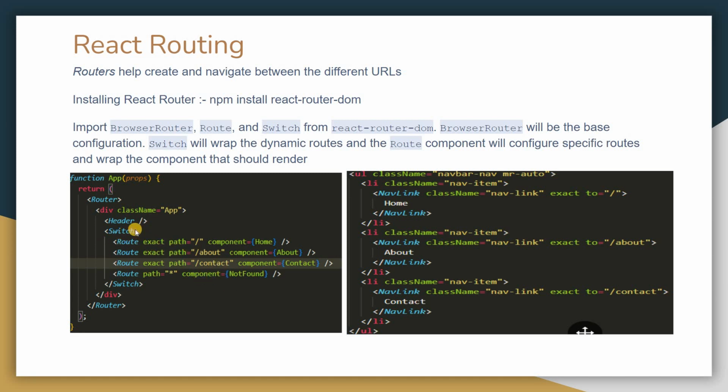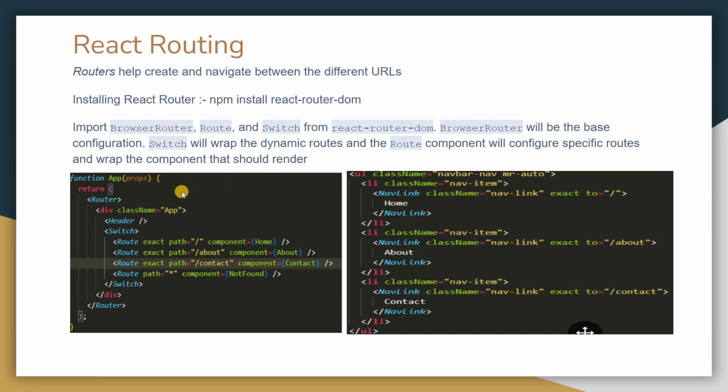Like if I remove this switch from here, this application will display the home component, about component, contact component, and 404 component. So every component will be loaded once on a single page. So we need to route each component inside the switch so that only the required component will be loaded. First we need to import this React Router DOM, and then we can import these three things from it.